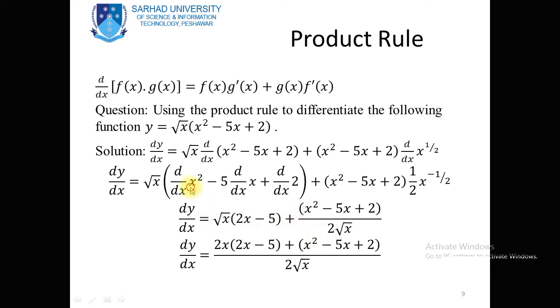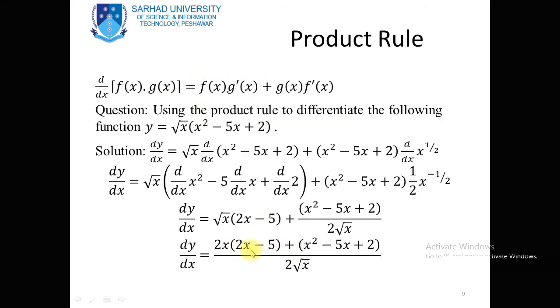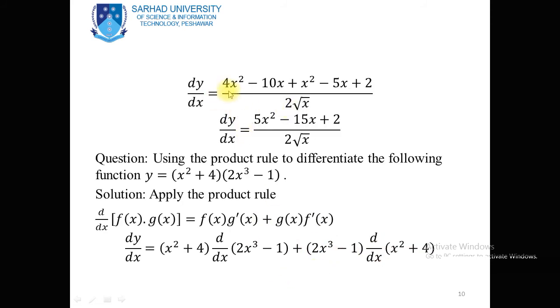Now another problem using the power rule. The result of the derivative of the function in the previous slide, after simplification, we obtain 4x square minus 10x plus x square minus 5x plus 2 divided by 2 under root x, which can be written as 5x square, that is 4x square plus x square, minus 10x and minus 5x gives minus 15x, plus 2, divided by 2 under root x.